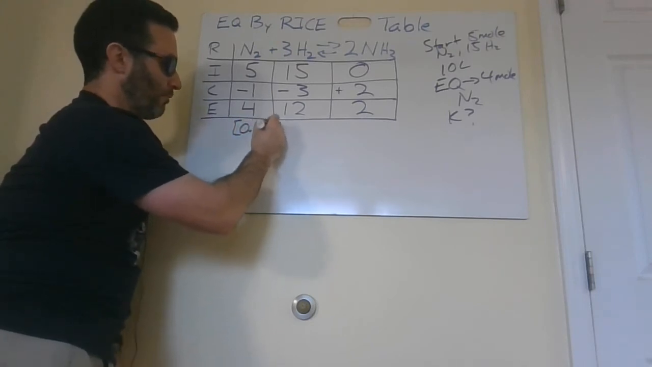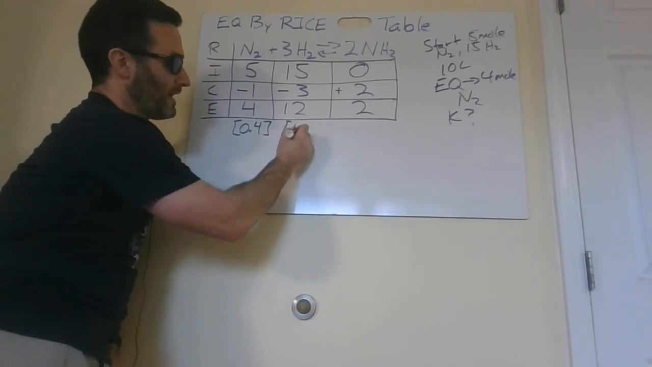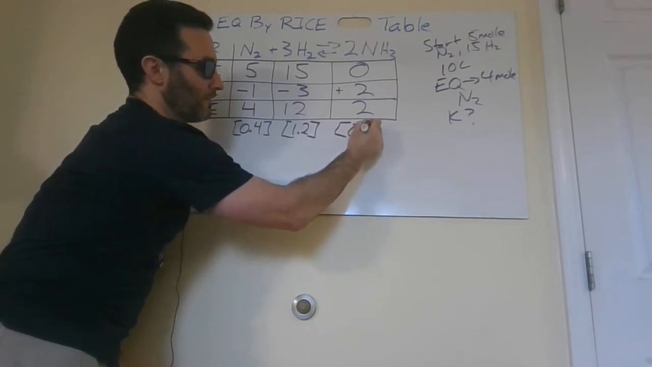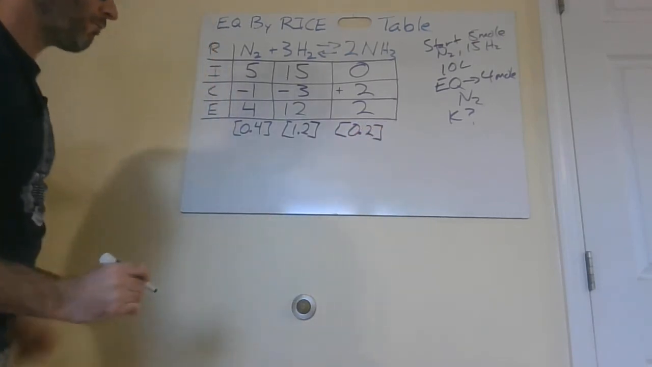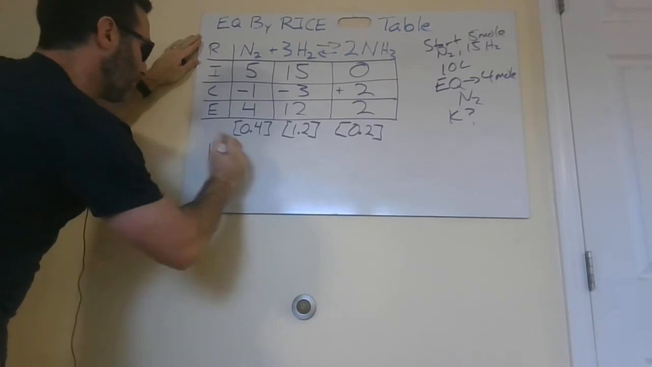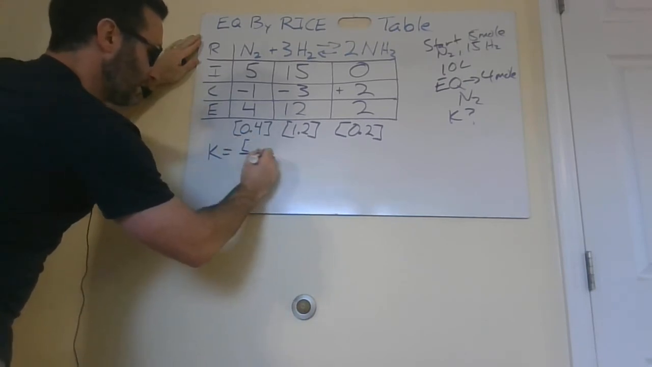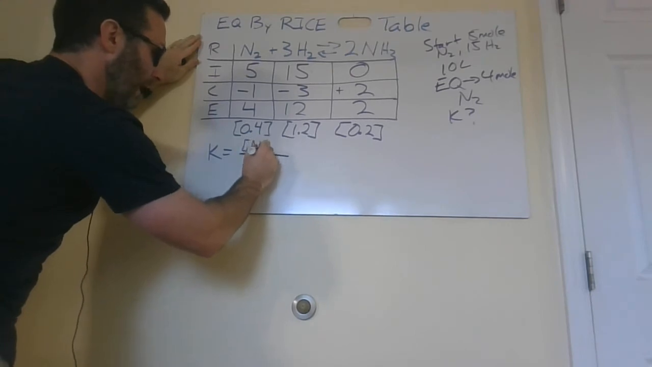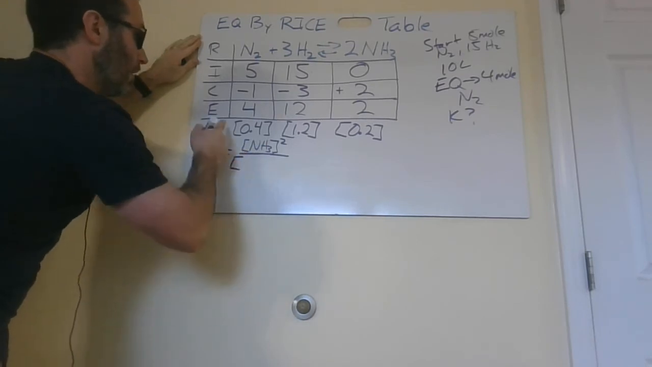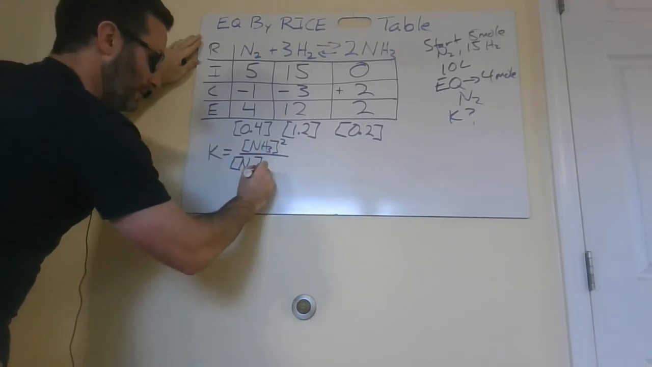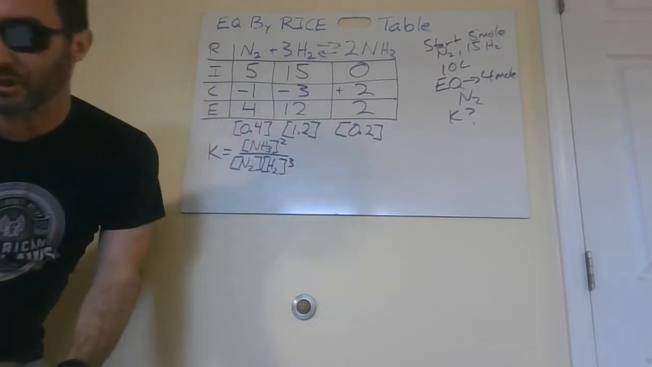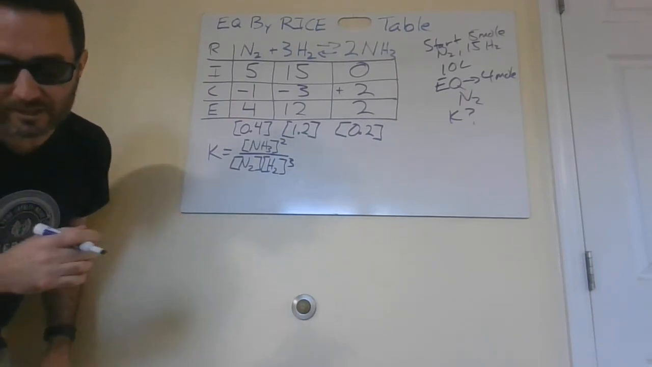4 divided by 10 is 0.4. 12 divided by 10 is 1.2. 2 divided by 10 is 0.2. Well, we can get K now. It's not so bad. Your equilibrium constant is always products over reactants. So ammonia squared over nitrogen gas and then hydrogen gas cubed. Now we can just start plugging in some values here, and it's not so crazy.